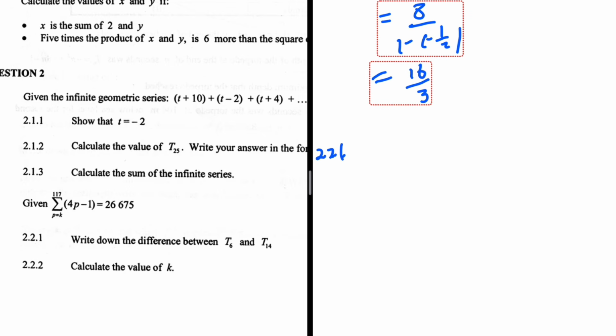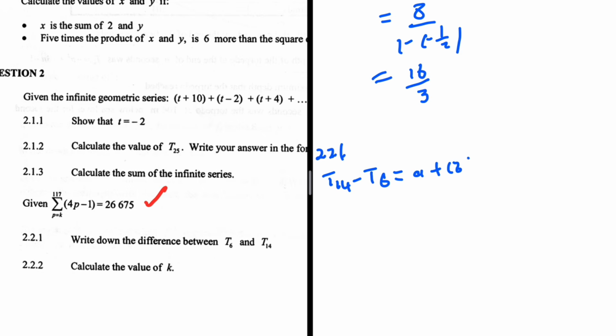So obviously I said, okay, the difference between T6 and T14. Okay, T14 minus T6. When I look at this, I can tell that it is arithmetic, right? So I have A plus 13D minus A plus 5D.